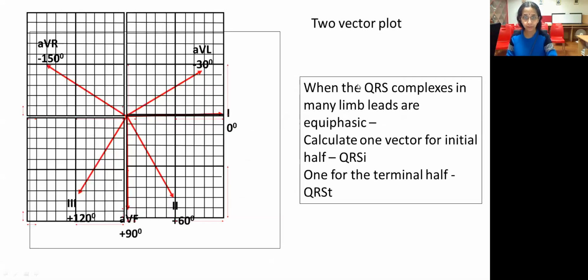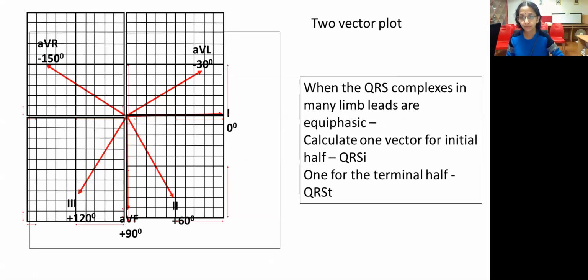Now, whatever we spoke about so far for the QRS complex can be used in a situation where you have a dominant vector. But think of a situation where you have a Katz-Wachtel phenomenon, where you have QRS complexes in the frontal leads which are equiphasic. When you have equiphasic complexes, and your final net amplitude is coming close to 0, then it's going to be difficult for you to define the QRS axis. So in that situation, the concept of the two-vector plot comes in, wherein you find the QRS axis of the initial QRS complex, and then finally you find it for the terminal QRS complex.